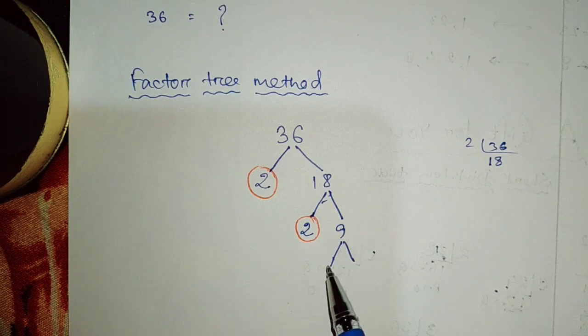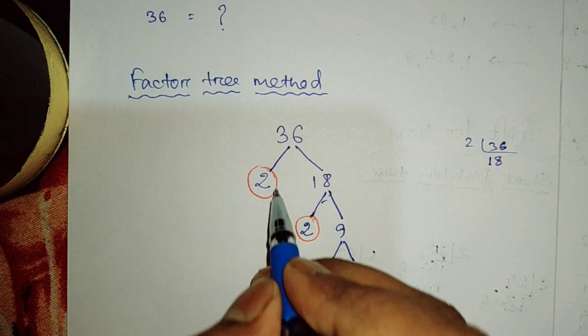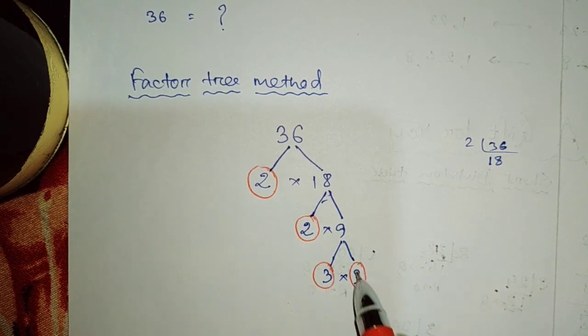Is 9 divisible by 3? The second smallest prime number, after 2, comes 3. Yes, 9 is divisible by 3. So we write 3 into 3. 2 into 18, 2 into 9, it is 3 into 3. Since 3 and 3 both are prime numbers, we circle them.